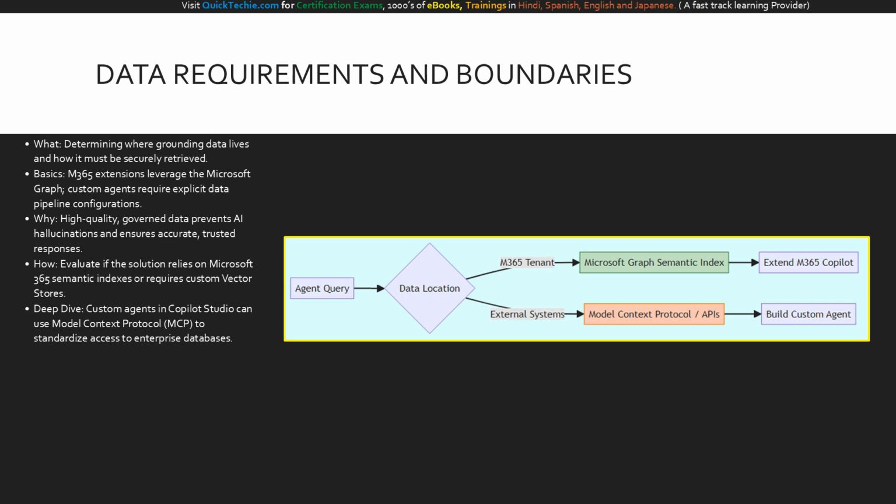To access this data, you must implement the Model Context Protocol or build custom REST API integrations. Because you're bridging external systems into the AI reasoning engine, this data boundary dictates that you must build a custom agent to handle the bespoke retrieval and processing logic safely.